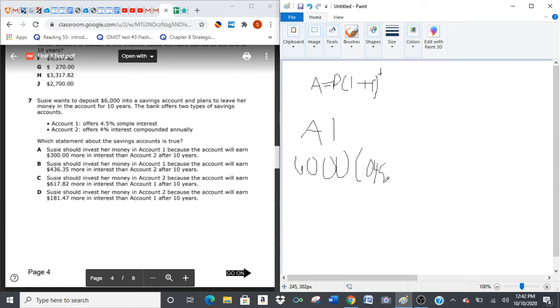0.045, because we have to move our decimal over. And T is 10. So again, this is the simple interest. Sorry, I'm really bad at writing on Paint. So I'm doing 6,000 times 0.045 times 10, and I get 2,700.